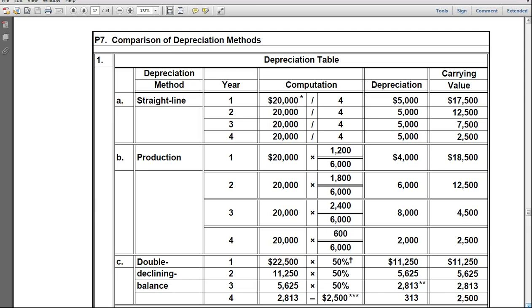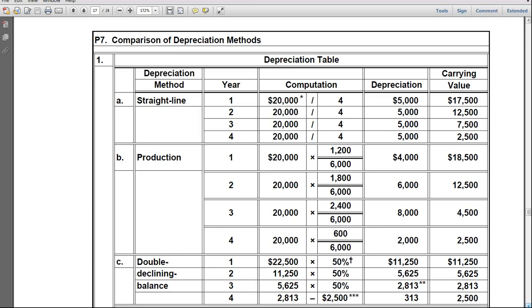P7 from your textbook says that we have a company that purchased a computerized blueprint printer that will assist in the design and display of plans for factory layouts. The cost of the printer was $22,500 and its expected useful life is 4 years. The company can probably sell the printer for $2,500 at the end of the 4 years. That $2,500 amount is our residual value.